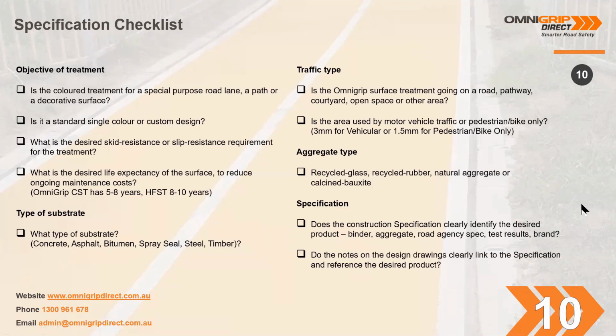What is the desired life expectancy of the surface to reduce ongoing maintenance and cost? OmniGrip lasts 5 to 8 years, and our high friction surface treatment 8 to 10 years. So what's the longevity you want to get out of the product that you're specifying or installing? Also, I think I skipped over the desired skid resistance and slip resistance requirements, which are probably the key to this product. Type of substrate: what are you installing it on?